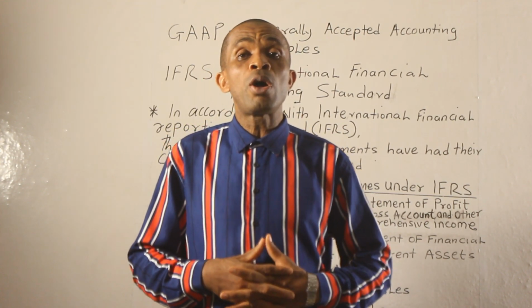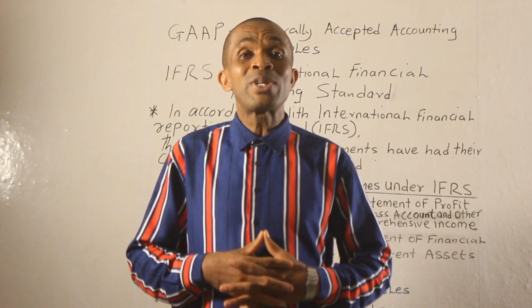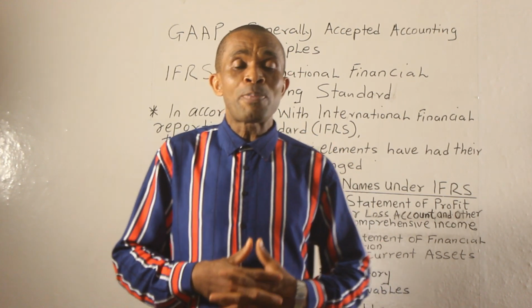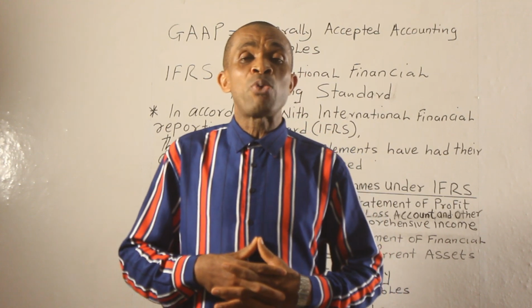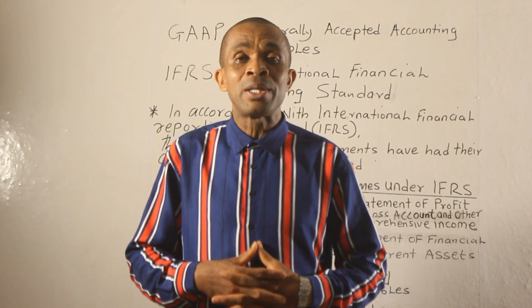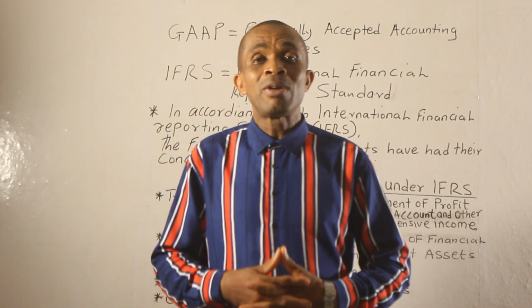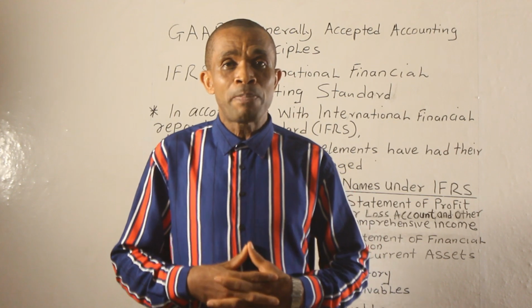Also, we have what we call creditors under GAAP. That is people that we are owing. Suppliers that we purchase goods from and we have not paid. They are called creditors under GAAP. But under IFRS, they are called payables or account payables.